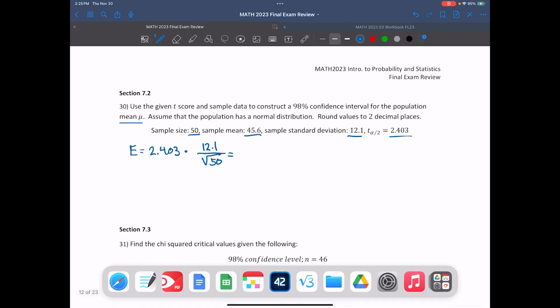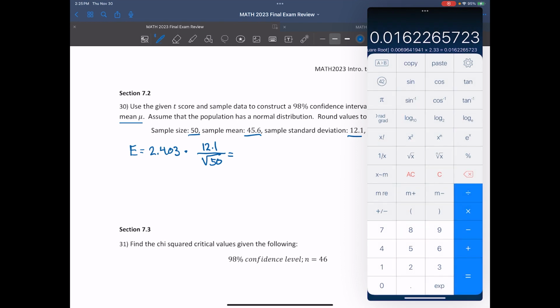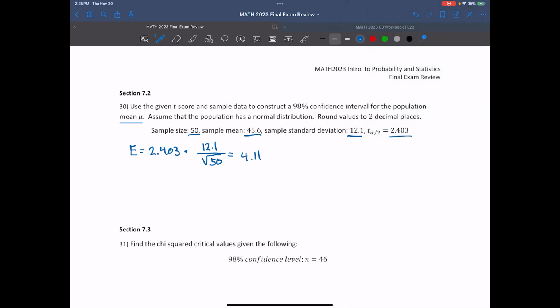So let's pull this up again. I'm going to do 12.1 divided by, just to make sure I'm okay, open parentheses, 50 square root, close parentheses, and hit equal. That takes care of this part. Now I multiply that by 2.403, and I have my margin of error of 4.11.